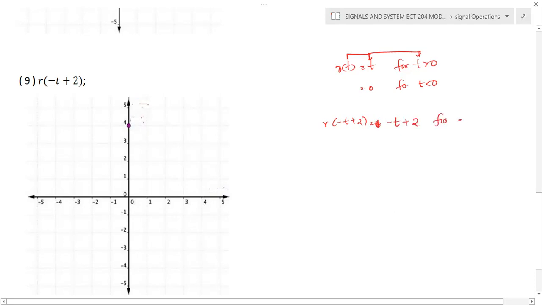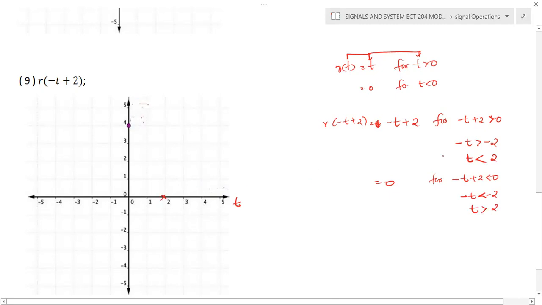For the condition also, we'll write minus t plus 2 greater than 0. If you rearrange this, minus t greater than minus 2. We need a graph with respect to t, so we'll multiply with minus 1, and you need to change the sign, so we'll get t less than 2. And in the opposite condition, 0 for minus t plus 2 less than 0, or rearranging, minus t less than minus 2, multiplying with minus 1, it becomes t greater than 2. So this is the point 2.